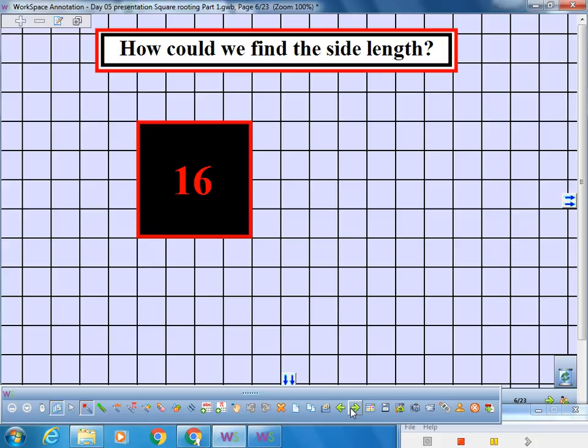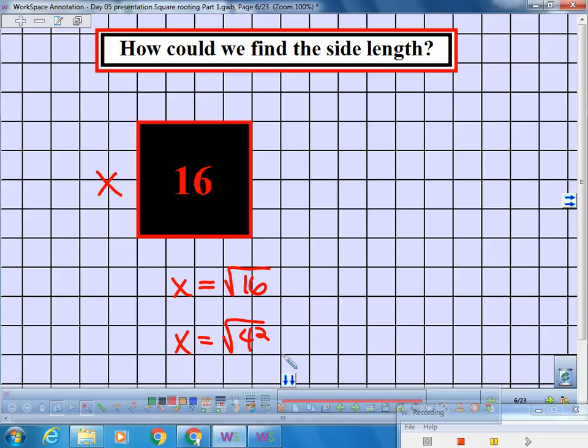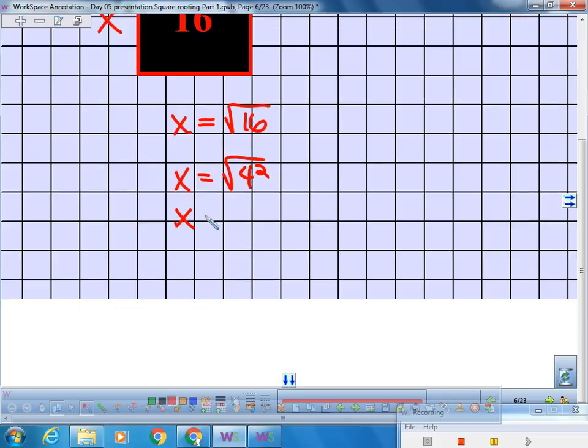I'm going to show you. So how do I find the side of this square? The square root. Exactly. So x is going to be equal to the square root of 16. The square root of 16 is 4 squared, which is just 4. So if you want to find the side length, or the side of a square, you just square root it.